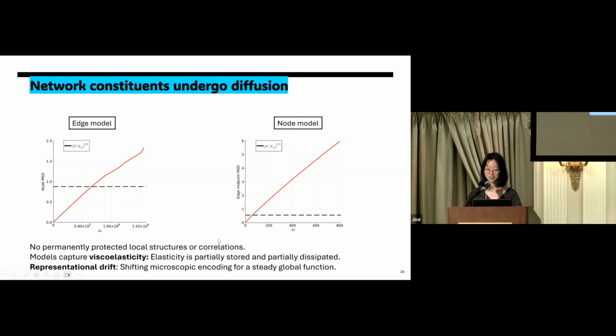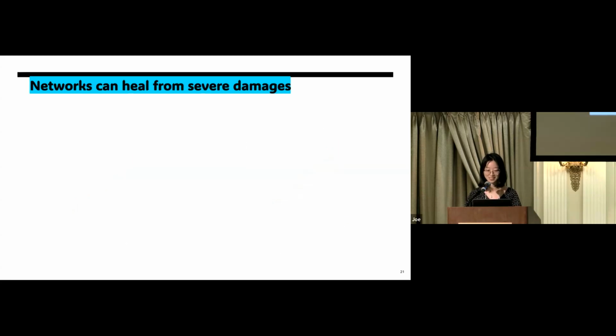And this shifting microscopic encoding for steady global function is known as representational drift that has already been found in, for example, the visual cortex of the mice neuronal network. And here we are finding that this individual cell is doing representational drift too.